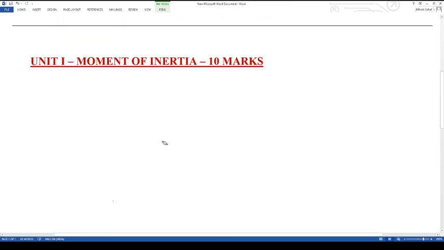Let us start with the first unit, that is moment of inertia. So I would like you to understand the word inertia first. To understand this word inertia, let us take a block of mass m, and let us say that this block of mass m is resting on a ground. It is not moving, but it is just resting on a ground.